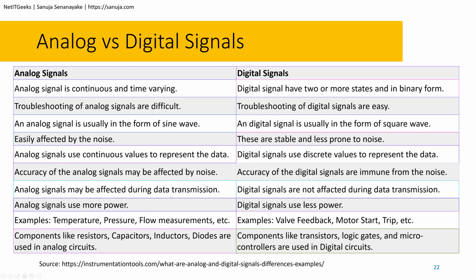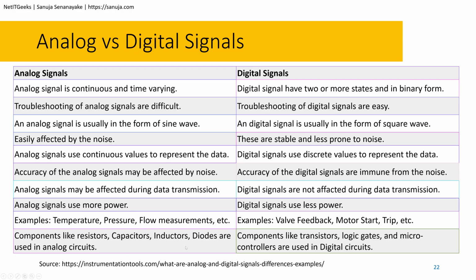Analog signals may be affected during data transmission, while digital signals are not affected during data transmission in most cases. Analog signals use more power, digital signals use less power. So during transmission, you can use less power to transmit that information, whether it's electrical power or photons. Examples of analog signals include temperature, pressure, flow measurements, etc. Examples of digital signals include valve feedback, motor starts, trips, etc. But you can convert between these two using what? Modulation. You can use modulation to convert between analog and digital back and forth.